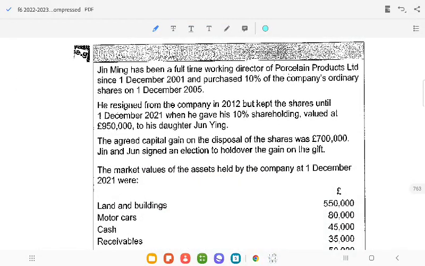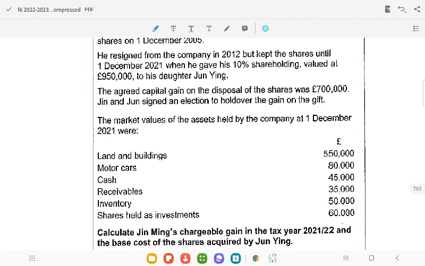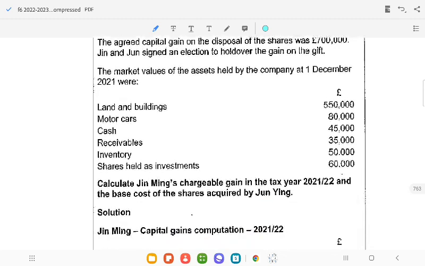So in this question, Jinming has been a full-time working director of Prosleen Products since 1st December 2001 and purchased 10% of the company's ordinary shares on 1st December 2005. He resigned from the company in 2012 but kept the shares until 1st December 2021, when he gave his 10% holding, valued at 9,50,000, to his daughter, Jun Ying. The aggregate capital gain on the disposal of the shares was 7 lakh and both signed an election to hold over the gain on the gift.